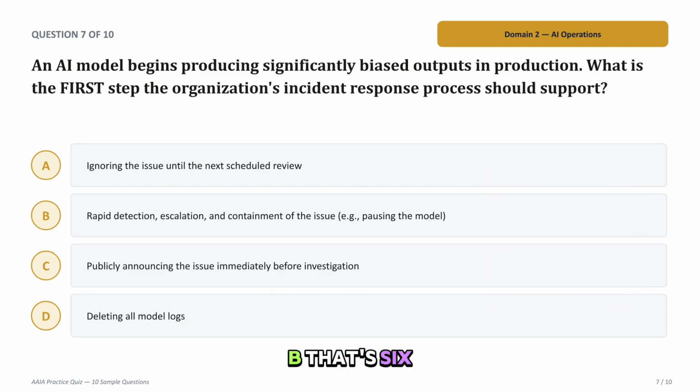The answer is B. That's 6 Domain 2 questions in a row, on purpose. Nearly half the real exam lives here, and if you're only casually familiar with AI operations concepts, this is where points quietly slip away.